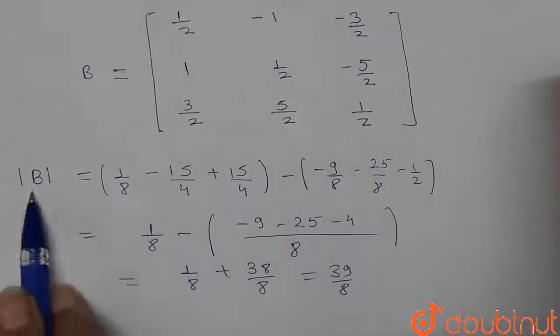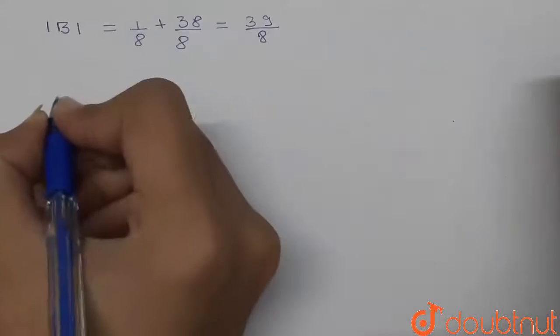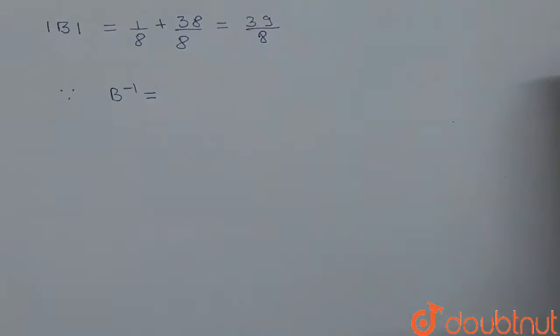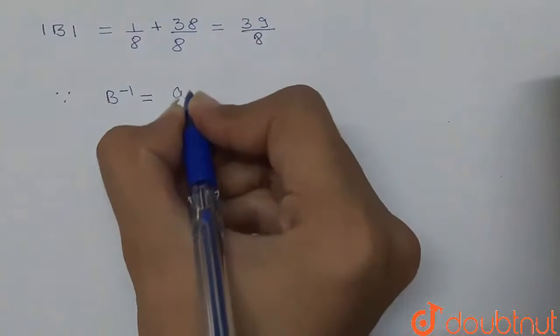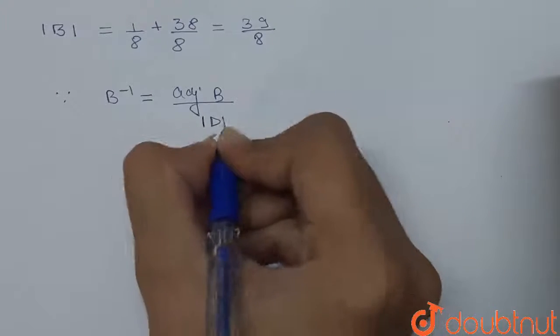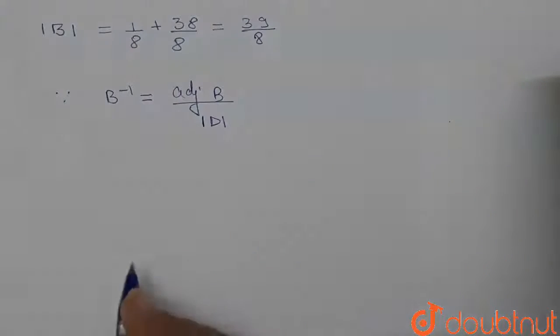That means determinant of B is not equal to 0, so inverse exists. Now, in order to find B inverse, we know that B inverse is equal to adjoint of B upon determinant of B. Adjoint of B we will calculate how? First we will calculate the cofactor matrix of B and then we find its transpose to get the adjoint.